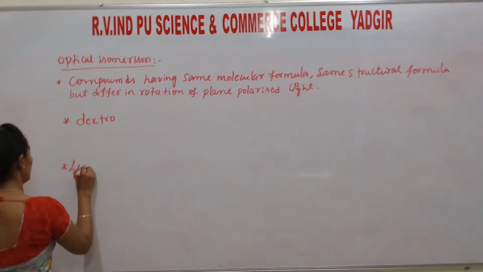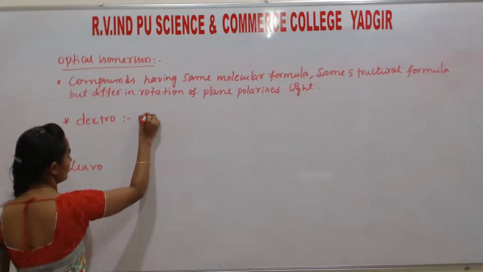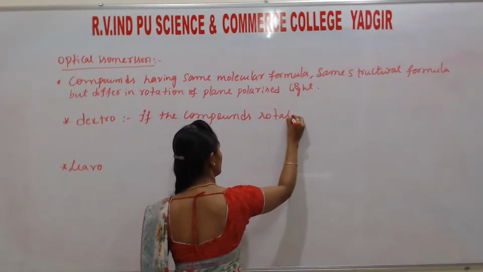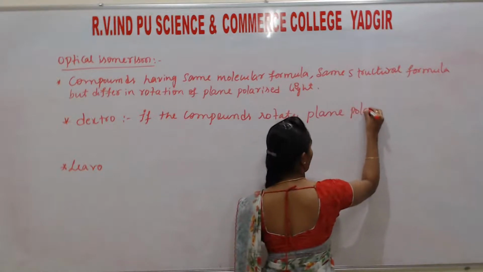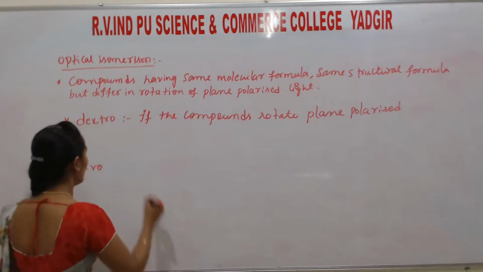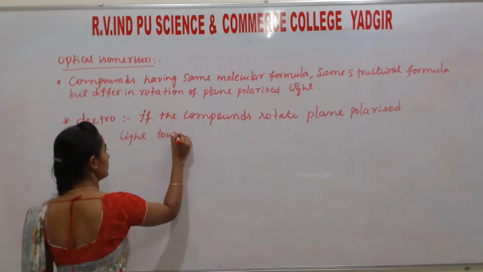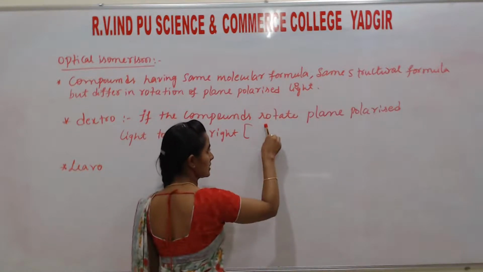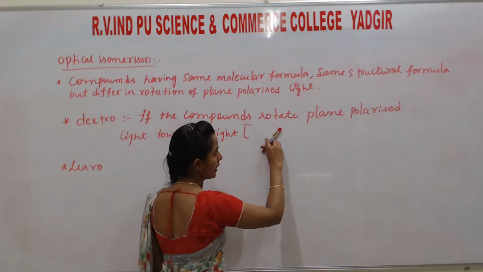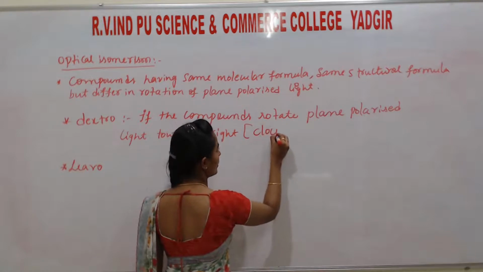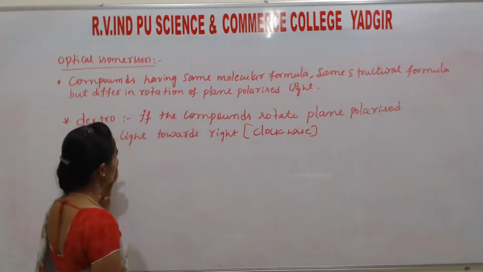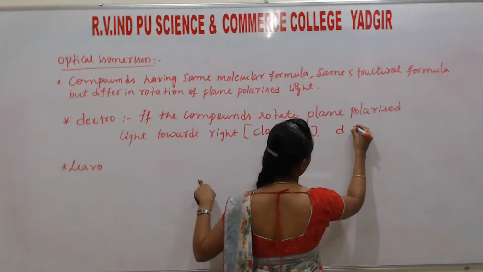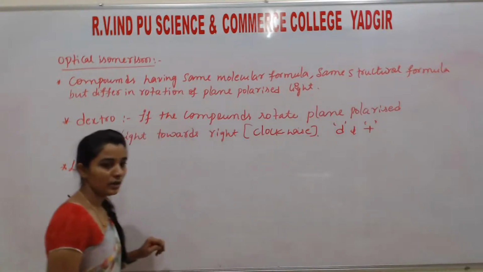There are two types: one is dextro, another one is levo. If the compounds rotate plane polarized light towards the right, that means clockwise direction, they are called dextro-rotatory, denoted by d and plus.